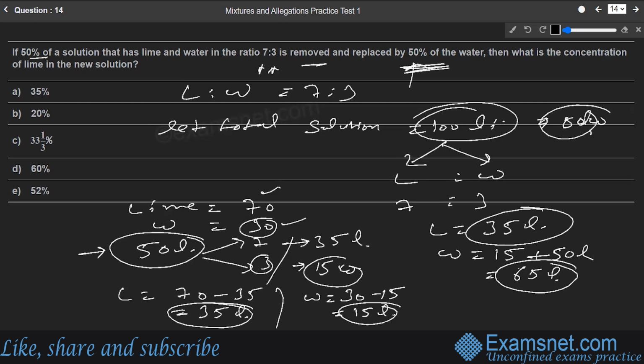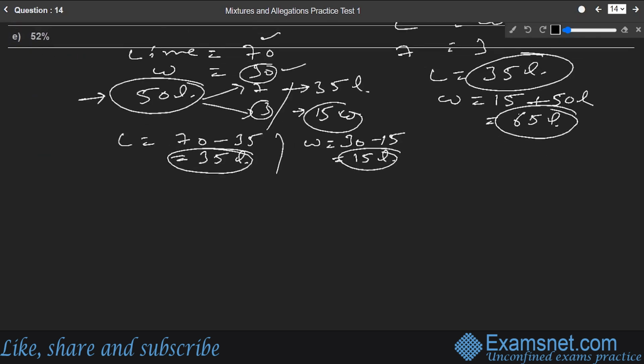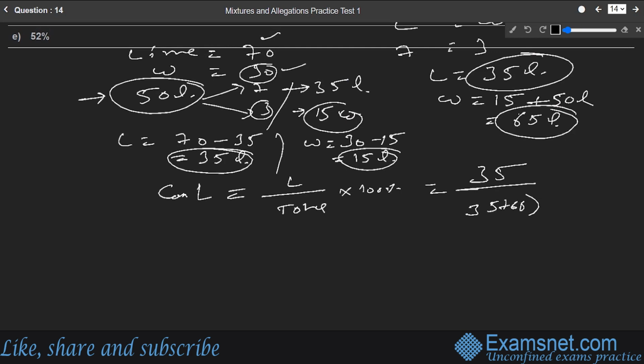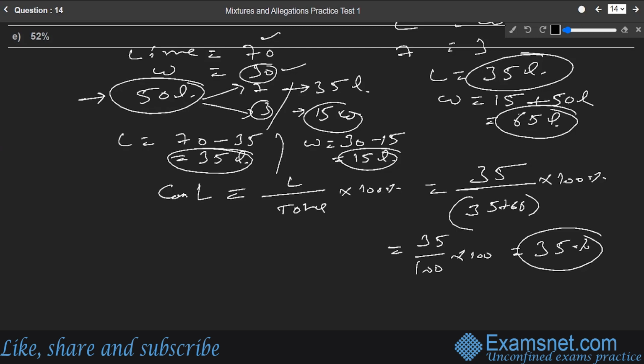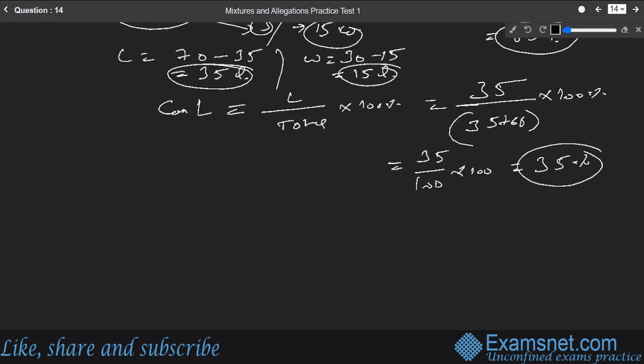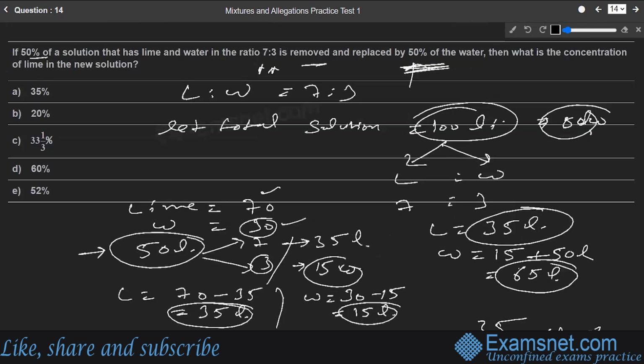Now they're asking what is the concentration of the lime. So concentration of lime can be found out by the lime content divided by the total solution multiplied by 100%. So how much is the new lime content? New lime content is just 35, divided by how much the total content? Total is 35 plus 65, multiplied by 100%, which gives you 35 divided by 100 into 100, that is nothing but 35%. So the new concentration of the lime in the solution is 35%, and that is the right answer, which is available in option number A.